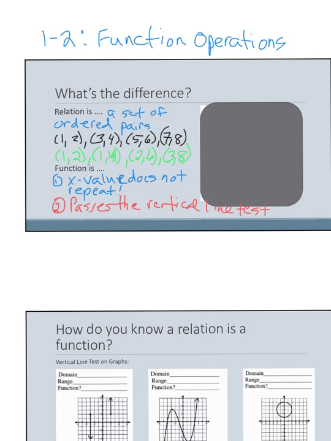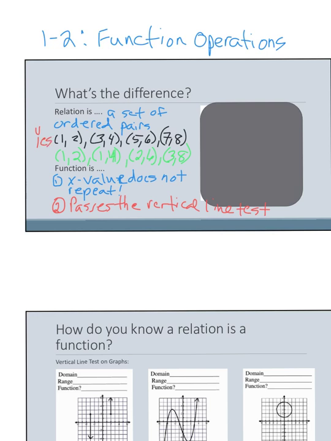So since these are not graphs, I'm not going to show you the vertical line test yet, but this one, if you look at the x values, 1, 3, 5, and 7, none of those x values repeat, so it passes this first test. So yes, that is a function.